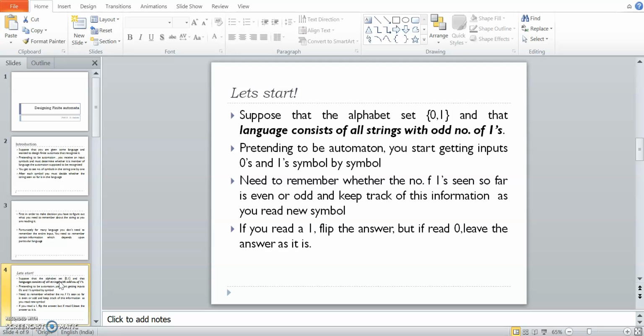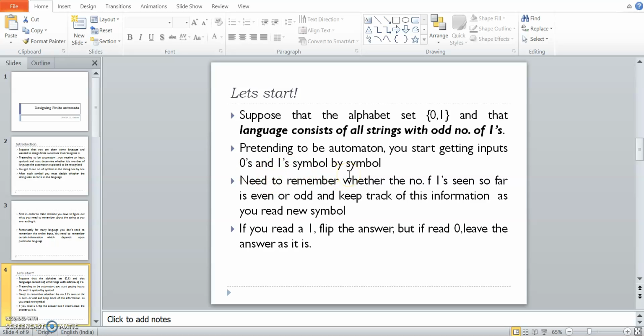So let's start. Suppose that the alphabet set is {0, 1} and the language consists of all strings with an odd number of ones. This is the example for which we will see how to design the finite automaton. The first step is to pretend to be the automaton. So pretending to be the automaton, you start getting the inputs. Our alphabet set is {0, 1}, so inputs may be zeros and ones, symbol by symbol.